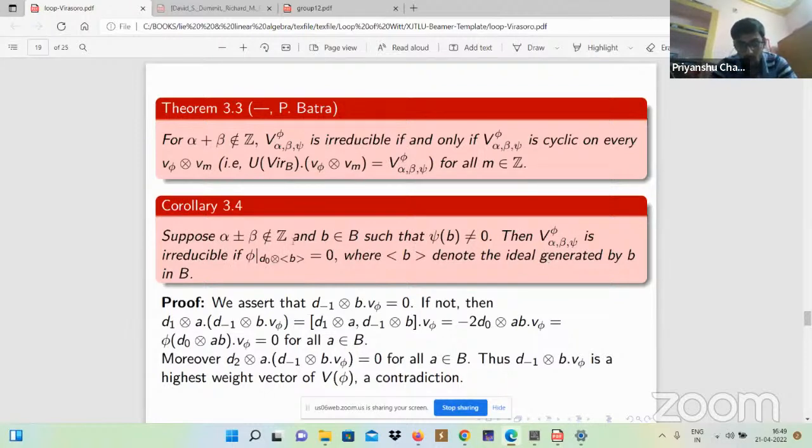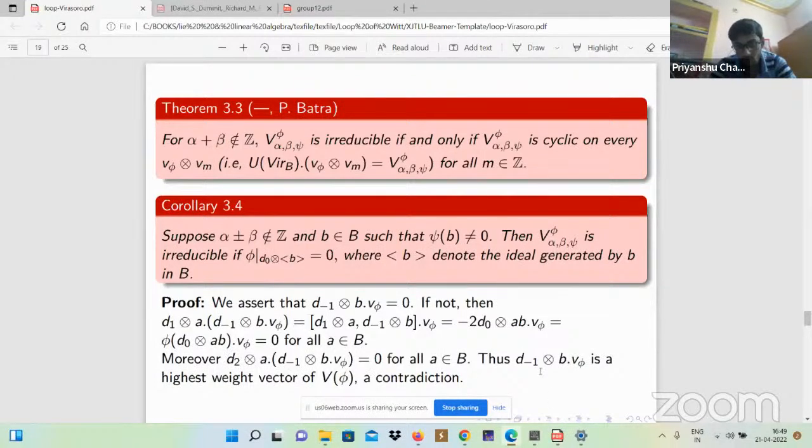Suppose α plus minus β not in Z and b in B such that ψ(b) is non-zero. Then V^{φ,α,β,ψ} is irreducible if φ restricted to D0 tensor the ideal generated by b is 0, where this denotes the ideal generated by b in B. We assert that D_{-1} ⊗ b · φ is equal to 0. If not, then D_1 ⊗ a · D_{-1} ⊗ b · φ will be actually 0. Moreover, D_2 ⊗ a · D_{-1} ⊗ b action will also be 0. And from these two things, one can easily see that D_3 ⊗ a, D_4 ⊗ a all will be 0, because the bracket of D_1, D_2 equals D_3.